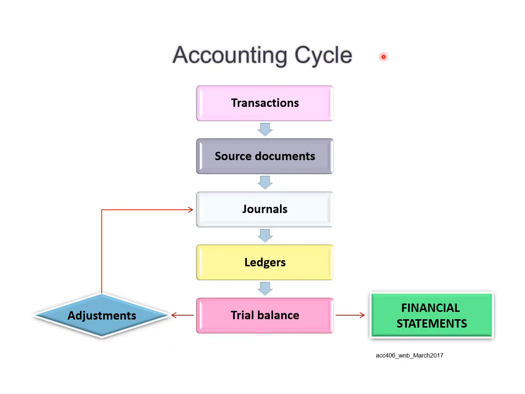Moving on, this is the accounting cycle. So, kita akan start dengan transaction, which is jualan or belian. Bila berlaku jualan or belian, dia akan ada source document. Kalau pembelian, dia akan ada payment voucher. Kalau jualan, dia kena ada invoice ataupun receipts lah.